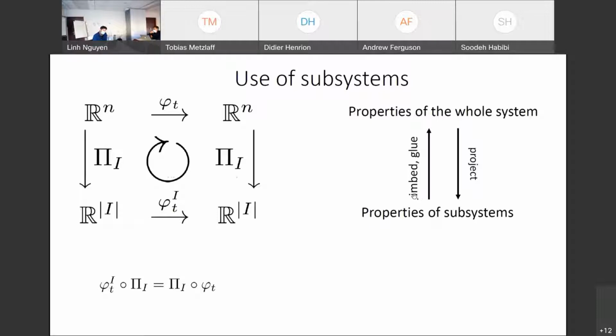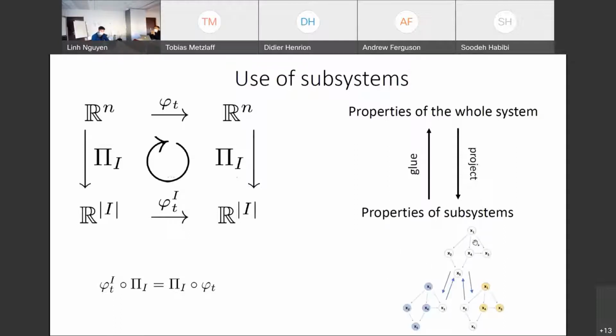And we can also obtain properties of the whole system by embedding properties of the subsystem and then gluing them together if necessary. So this concept I'll explain a bit later as well. But this is the main idea here, to be illustrated down here.